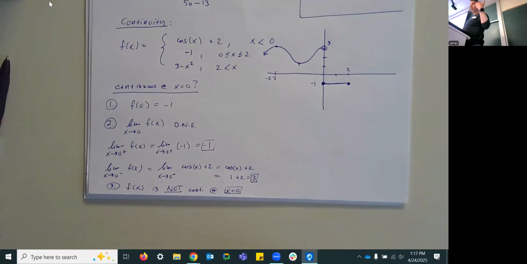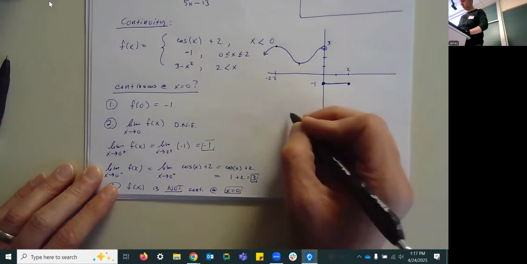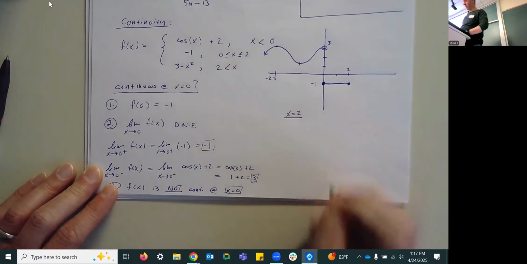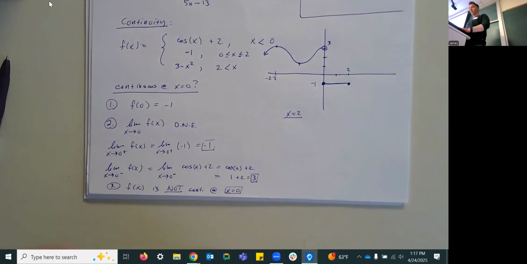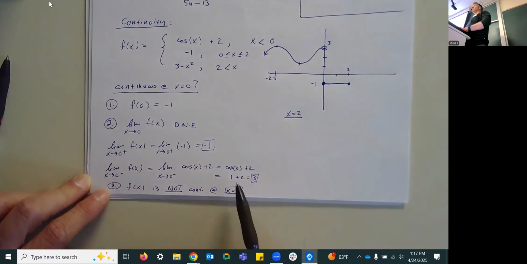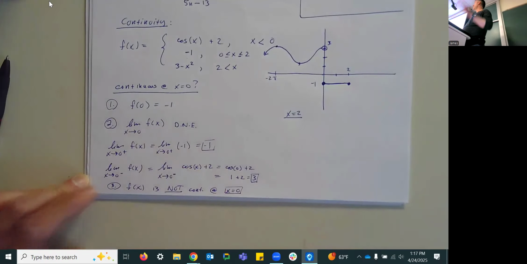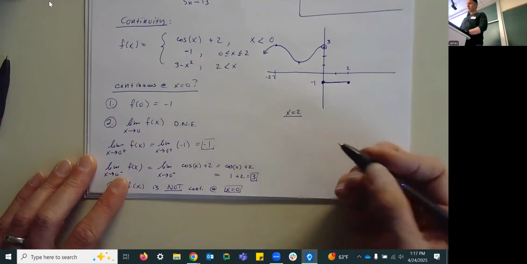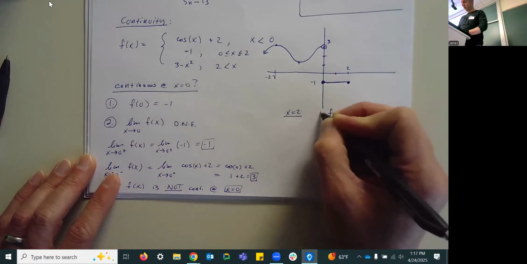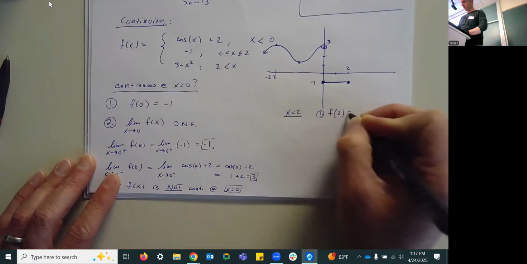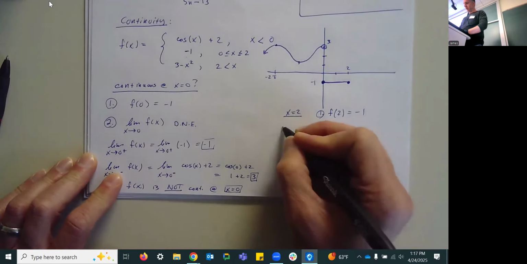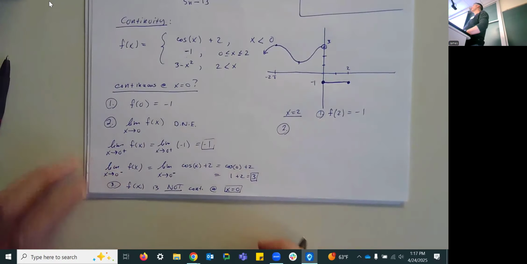So let's look at the other point in question, x equal to 2. And again, we go through the same 3 steps. Well, we didn't even go through the third step before. The third step would have been to check if the function value was equal to the limit value. But since the limit value didn't exist, we didn't even get to ask that third question. We're already done. For x equals 2, same sort of deal. The first part, f of 2 is equal to -1. The second part, since we know we're going to have to do the left and right-hand limit, let's just start doing the left and the right-hand limit.